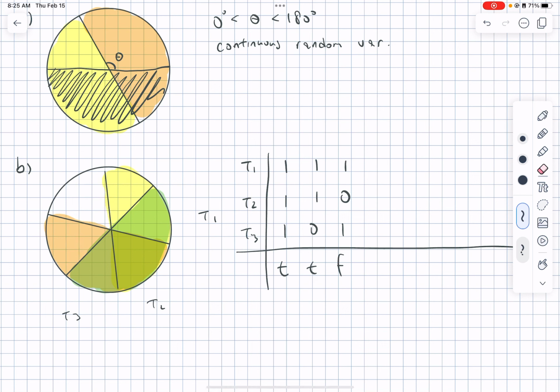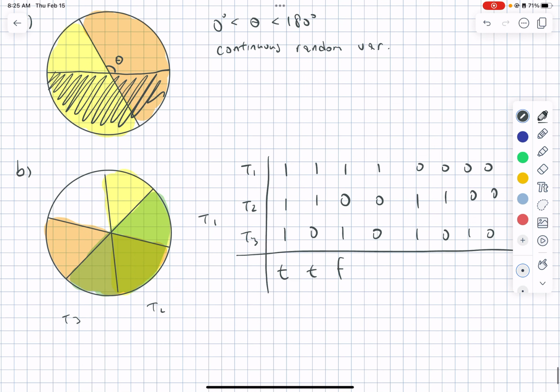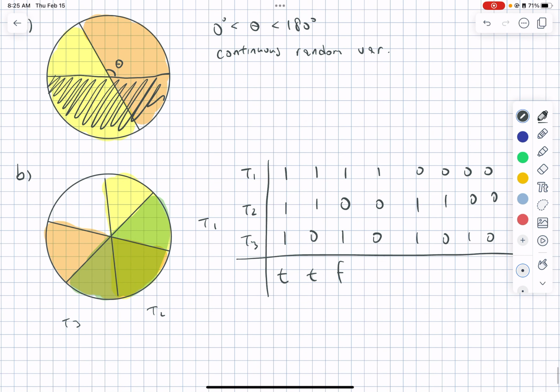We can continue enumerating all the different possibilities here. 1, 1, 1, 1, 0, 0, 0, 0, 0, 0, 1, 1, 1, 0, 0, 1, 0, 0. There's going to be 8 different configurations because T1, T2, T3 can each be 0 or 1, so it's 2 to the power of 3, which is equal to 8.